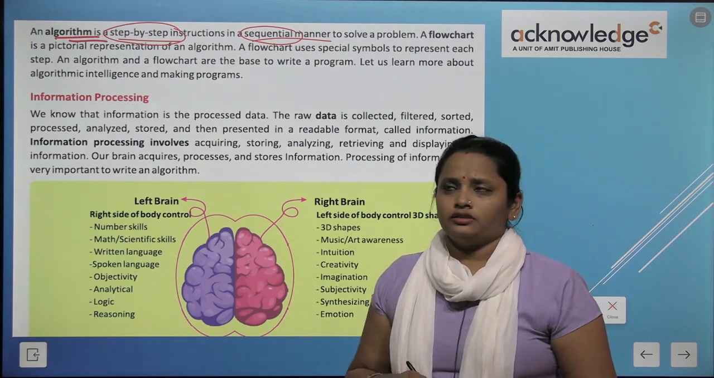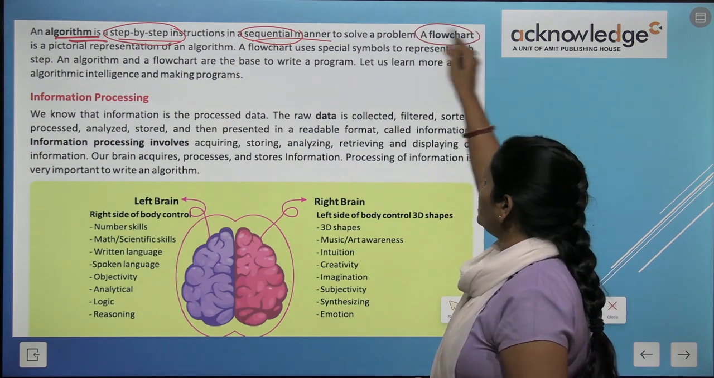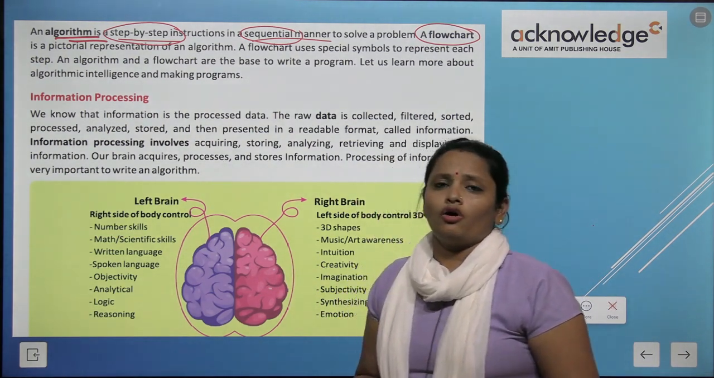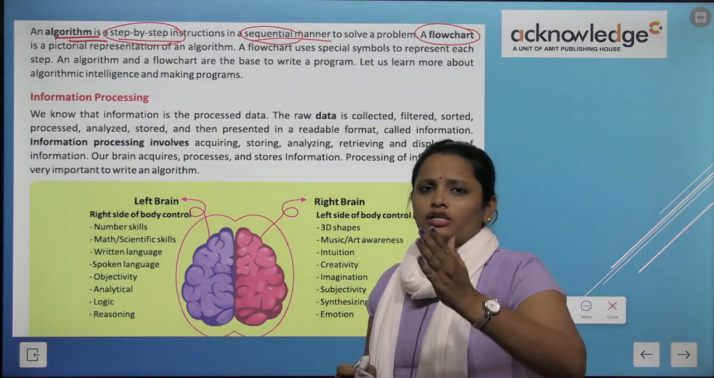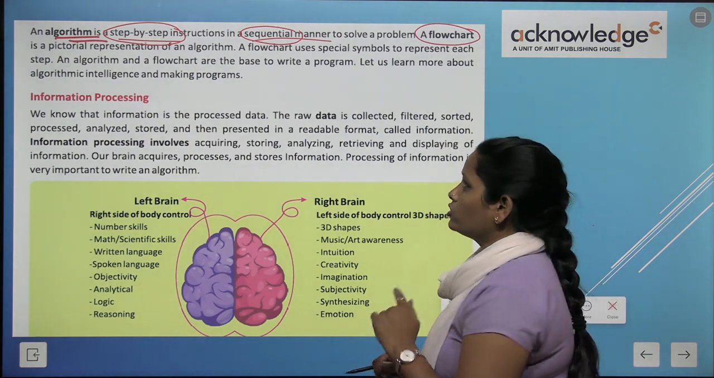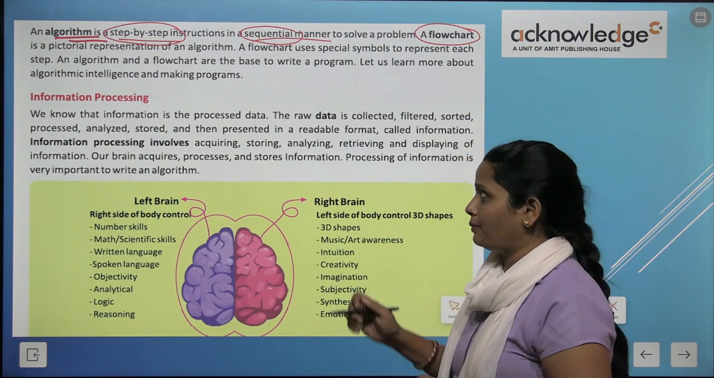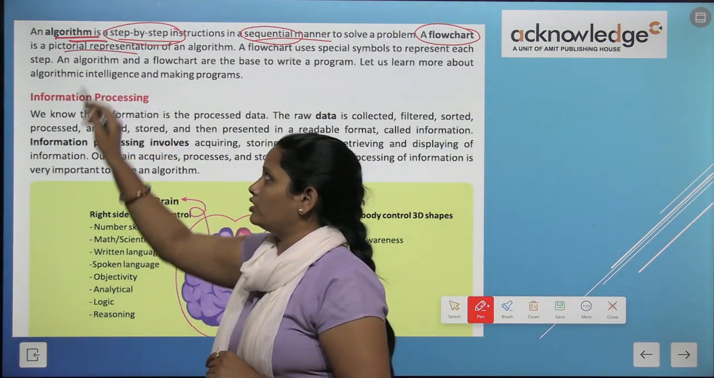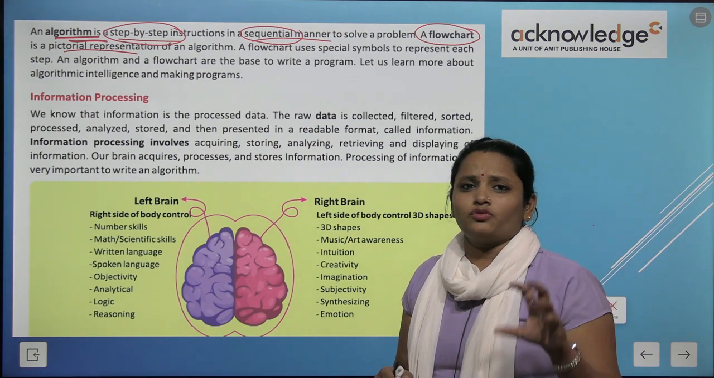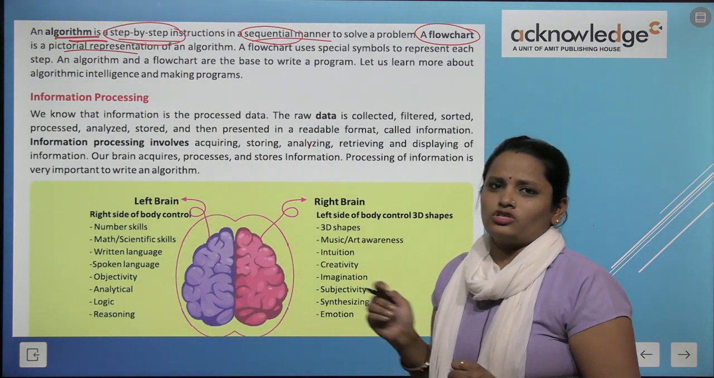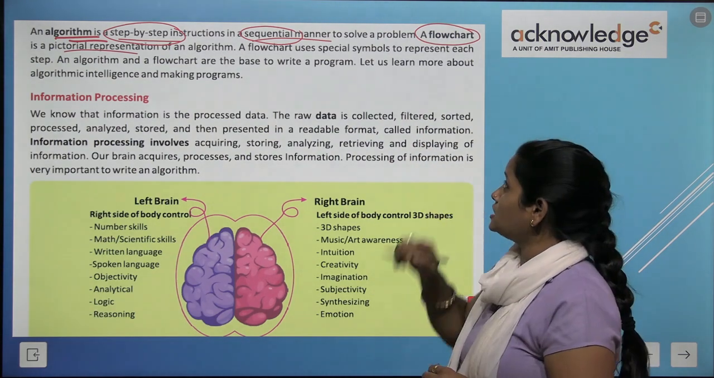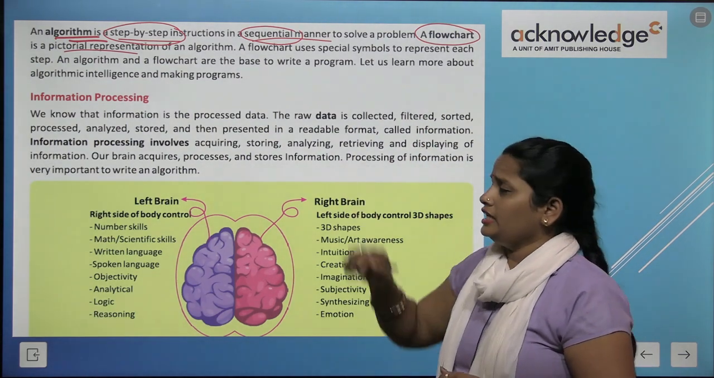A flowchart. Now we are talking about flowchart. Flowchart is a pictorial representation of an algorithm. So in an algorithm we write step by step, but when we write down the flowchart, it is a pictorial representation of the algorithm. Whatever steps we write in an algorithm, we depict them as a picture in the flowchart. A flowchart uses special symbols to represent each step.